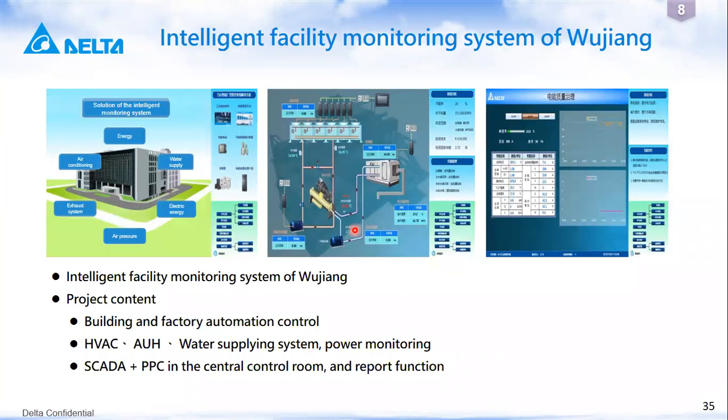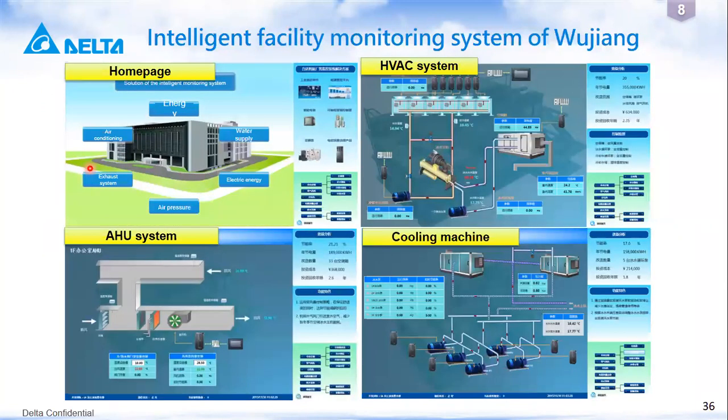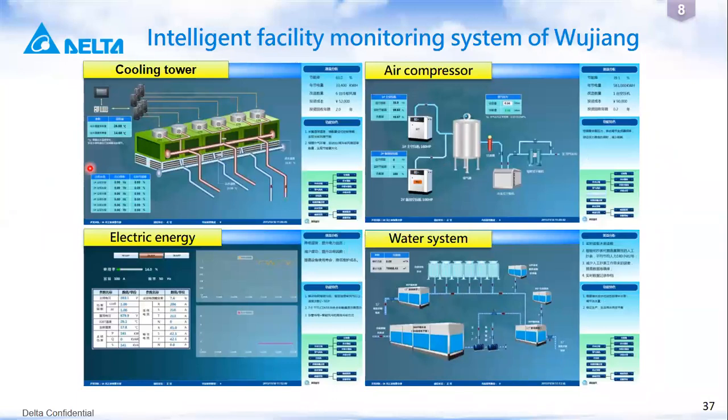And next one is the intelligent facility monitoring system in our factory in China. So this system includes the energy, water supply, electricity, air compressor, exhaust, AHU system, and air conditioning. The whole central system. So here's some UI for your reference. Cooling tower.